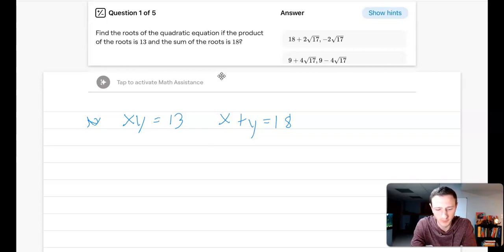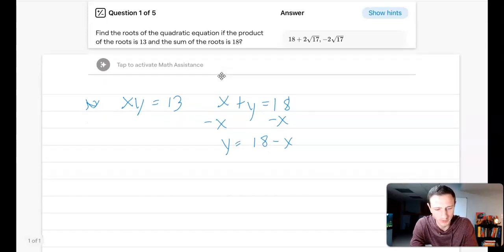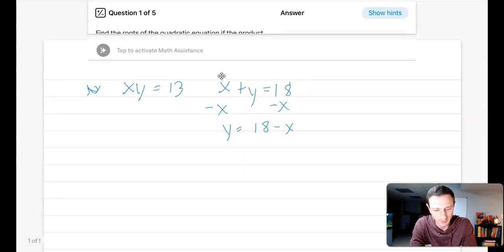So I'm going to substitute in. I'm sure there's a very different approach to this, but this is just what's jumping out to me. So now I'm going to substitute in my y in this equation here that I generated. So I'm going to have x times 18 minus x equals 13. And let's just start solving. 18 times x is 18x minus x squared equals 13.